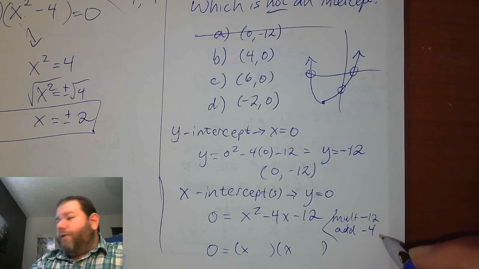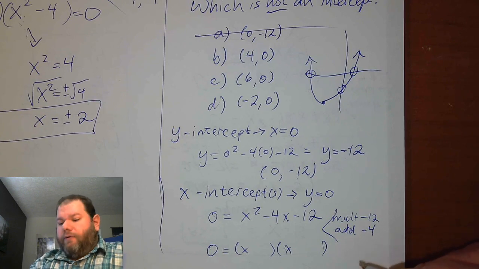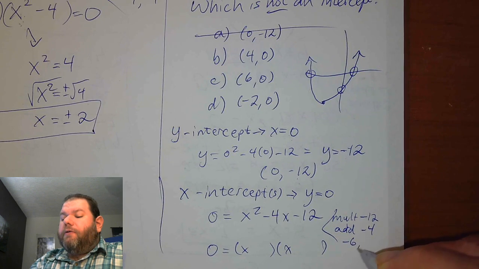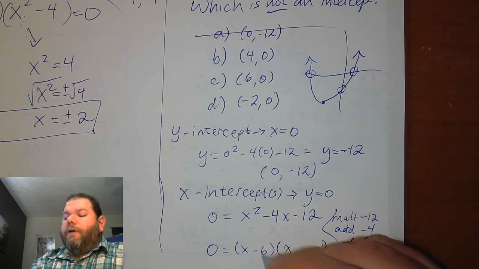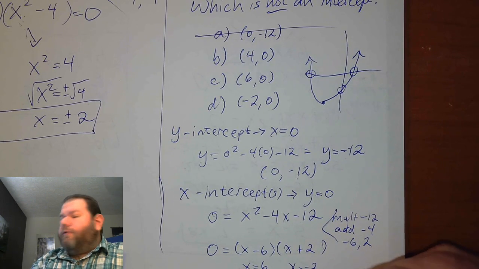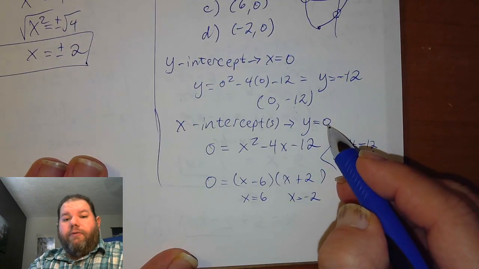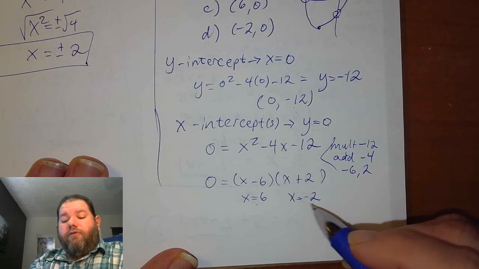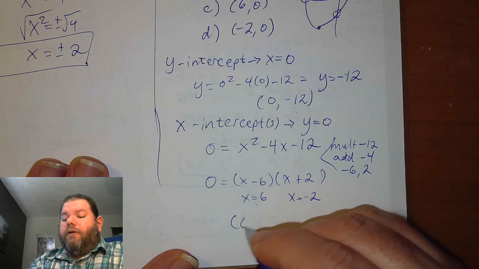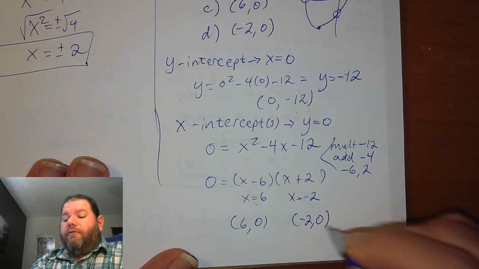So what numbers do we get there? Negative 6 and 2. Good. So x minus 6, x plus 2. And so our solutions are x equals 6 and x equals negative 2. And that means since we plugged in y equals 0, that's our y value, and then we got 2 different x values. So 6 comma 0 and then negative 2 comma 0.